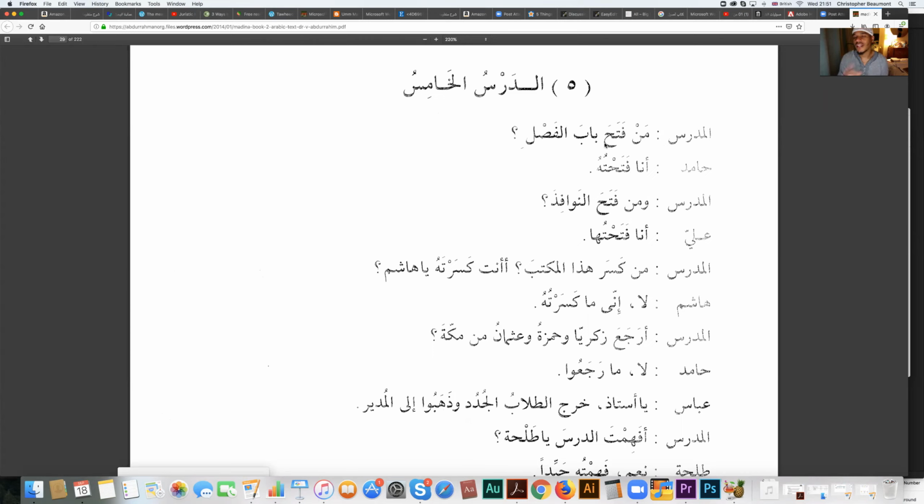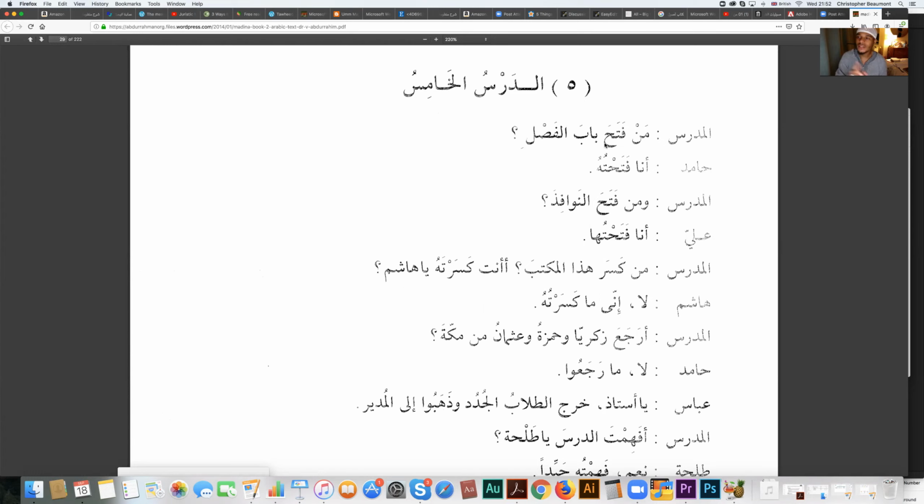Now notice that the next word, bab, ends in a fatha. Why? Because bab is the thing that the action of opening happened to. This is what we want to know. Who opened the bab? Does that make sense, guys? Another way of saying that is bab is the object of the sentence. It's the maf'ulun bihi. And as I mentioned before, the maf'ulun bihi is always mansub. It will always be mansub.